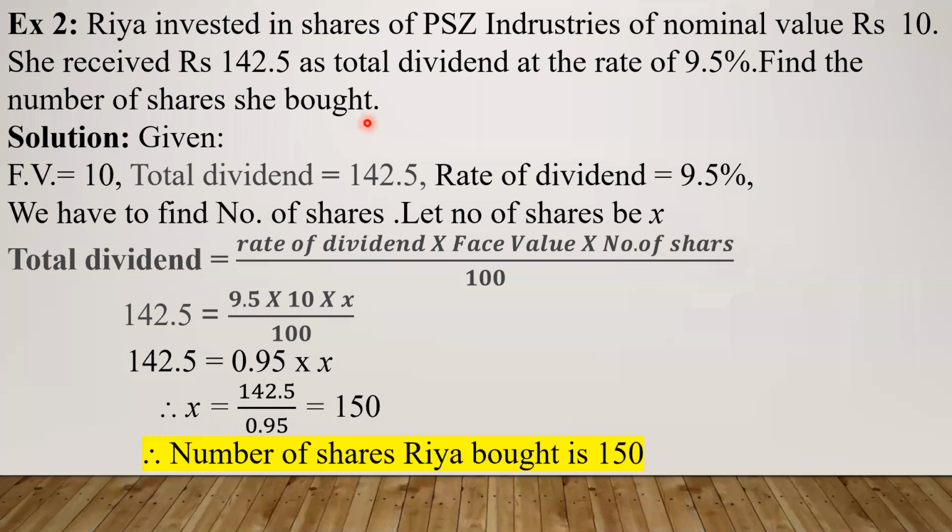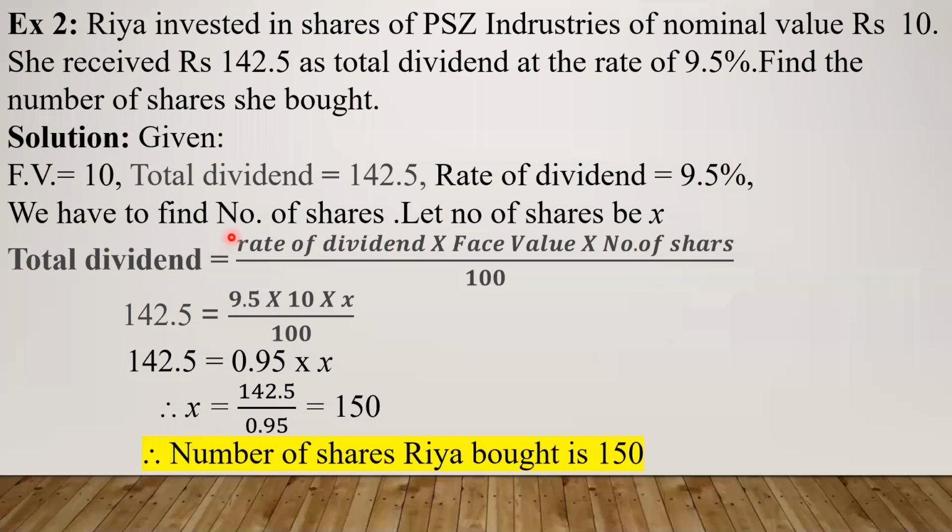So as usual, we will write down what is given to us and what we have to find. So read the question once again. Ria invested in shares of PSZ Industries of nominal value rupees 10. So what is this rupees 10? It is nominal value means face value. So you are given face value equal to 10. She received rupees 142.5 as total dividend. So what is her total dividend? Her total dividend is 142.5. With what rate? 9.5%. So rate of dividend is 9.5%. What you have to find out? The number of shares she bought.